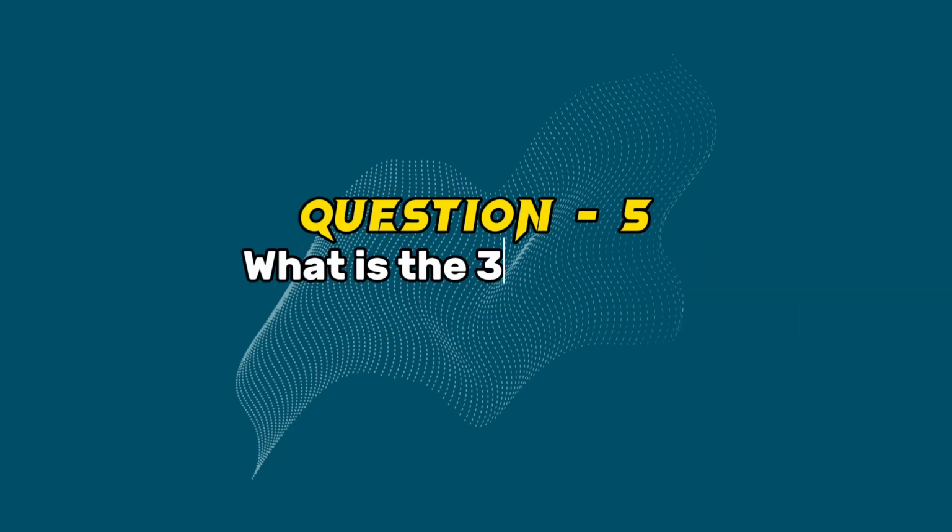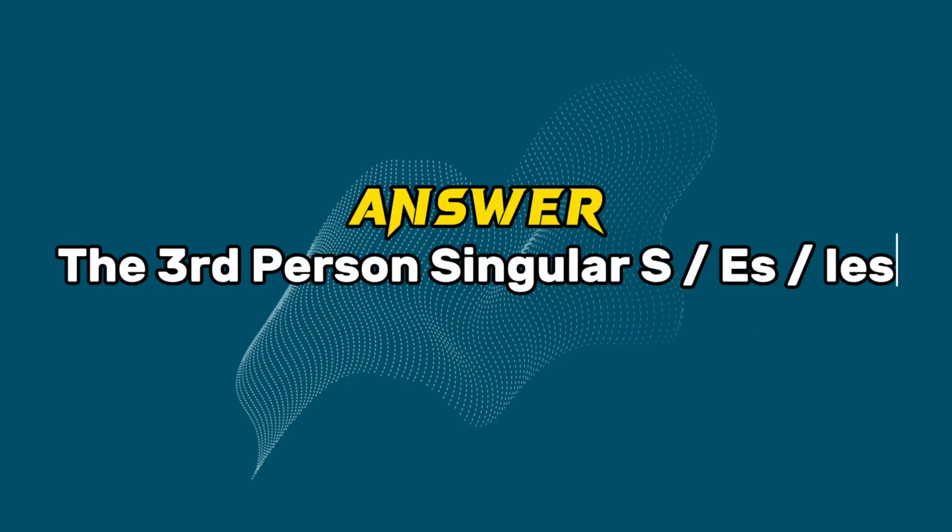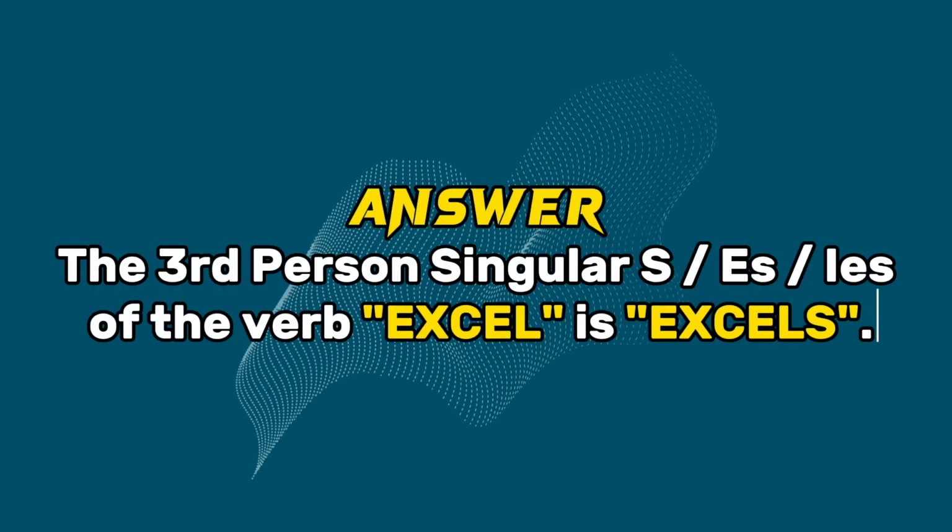Question 5. What is the third person singular (s/es/ies) of the verb excel? Answer. The third person singular (s/es/ies) of the verb excel is excels.